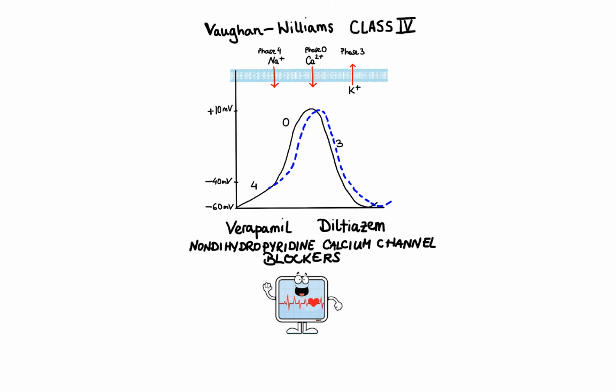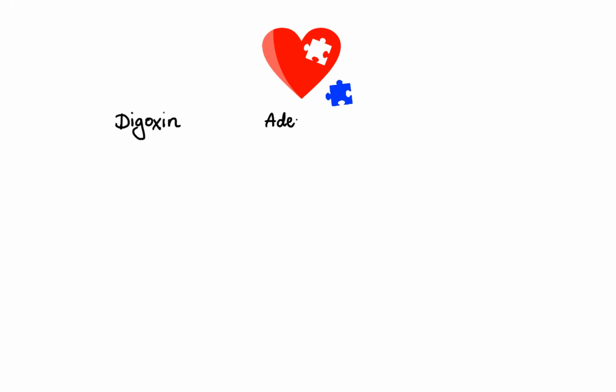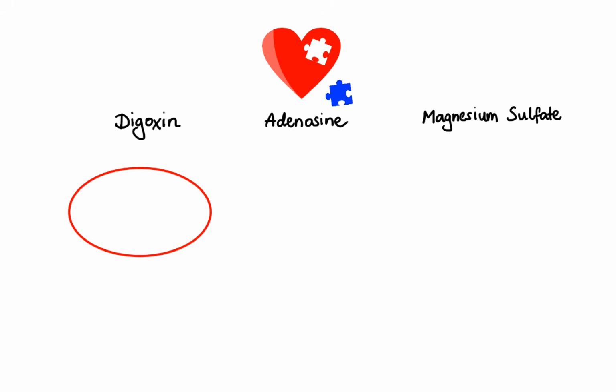And now, before we end this lecture, I wanted to briefly discuss some other antiarrhythmic agents that do not quite fit into any of the classes that we covered thus far. And these are digoxin, adenosine, and magnesium sulfate. So let's talk about digoxin first. And in order to understand how it works, let's picture a cardiac cell.